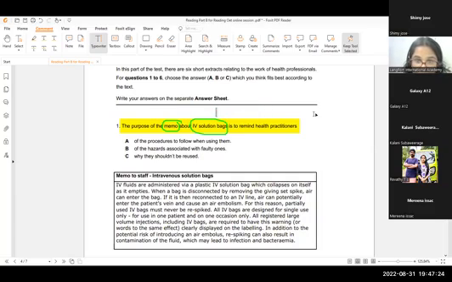Okay, the purpose of the memo. What is the purpose of the memo? It is trying to remind. What is the memo trying to remind us?